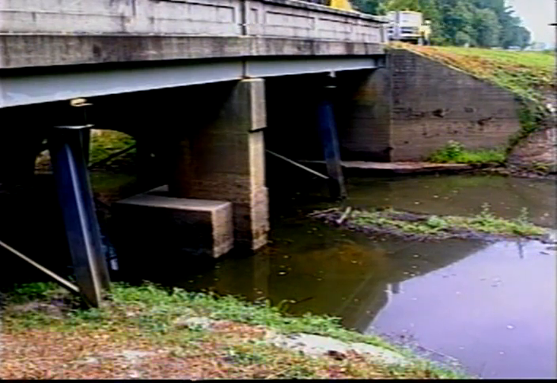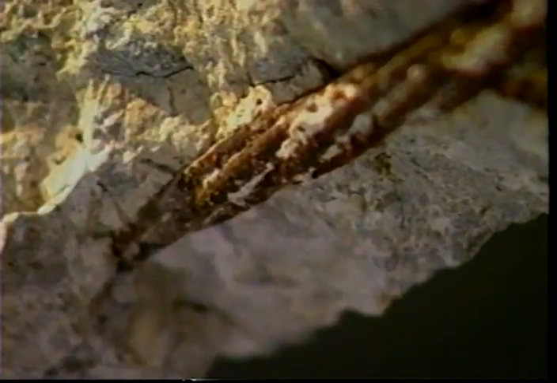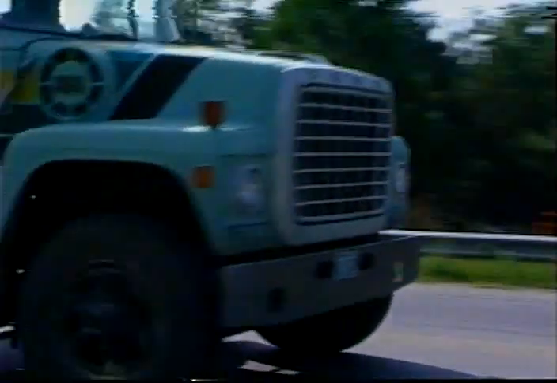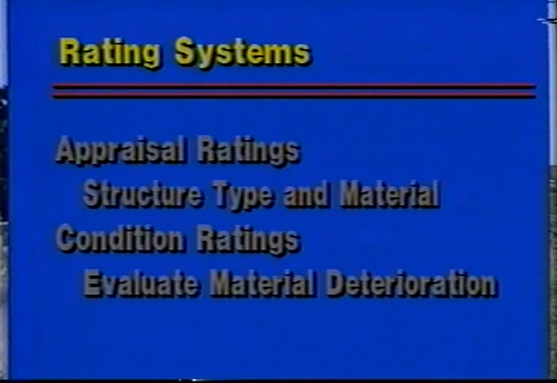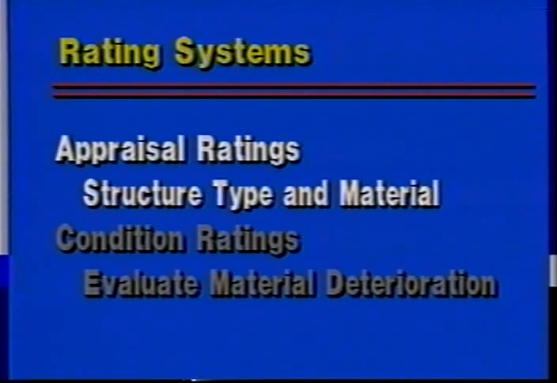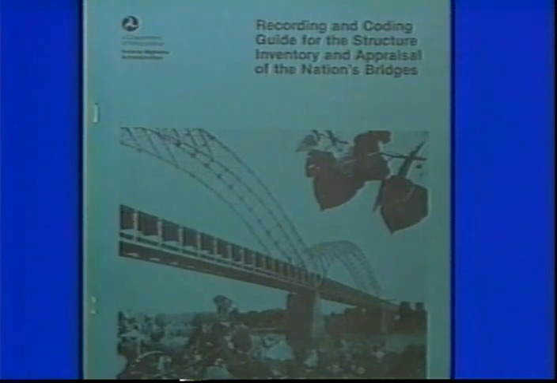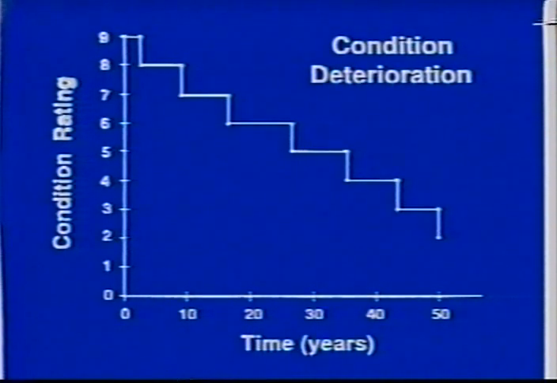Bridge deficiencies and deterioration are caused by age, environmental conditions, or conditions which exceed the originally intended use of the structure. During inspection, different rating systems are used to record bridge strength and adequacy data. These include appraisal ratings evaluating safety adequacy and condition ratings evaluating material deterioration. The FHWA Recording and Coding Guide establishes numerical evaluations on a scale of 0 to 9. 9 indicates no deterioration for a condition rating or no deficiency for an appraisal rating. With time, conditions gradually decline.